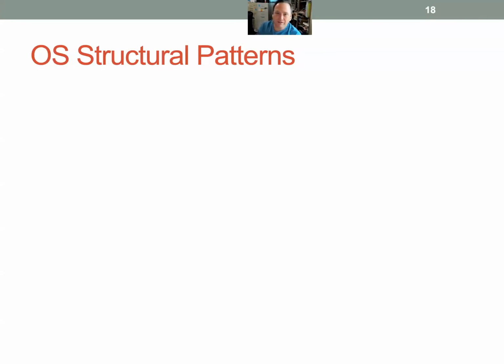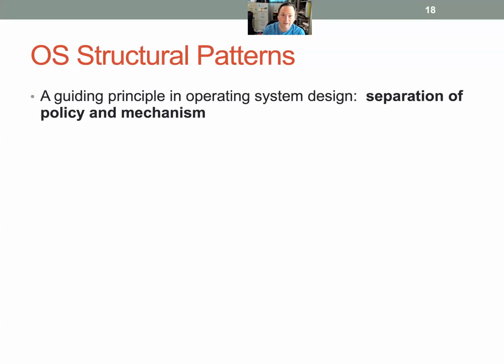Okay, so as far as OS structural patterns are concerned, there's one overriding consideration which is really valuable, which is called separation of policy and mechanism. Policy is what you want to do, and it's more of the why, right? There are a lot of high-level theoretical considerations at that level. And then mechanism is how. And that's typically where the hardware-dependent stuff lives.